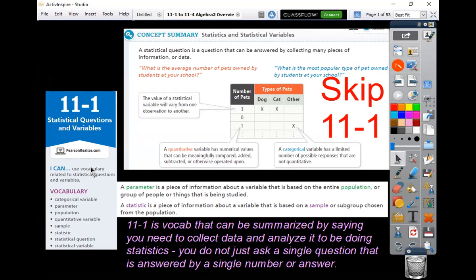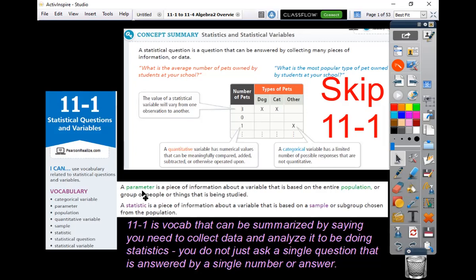Okay, so let's talk a little bit about statistics, at least for this year, 2021. We're going to actually skip this first lesson in 11.1. Seems like it's just all about vocabulary. So you've got this parameter, it's a piece of information. Statistics is when you have a sample or a subgroup of a population, and you're going to do some analysis on data. That's my interpretation.